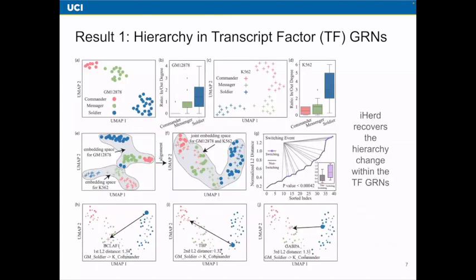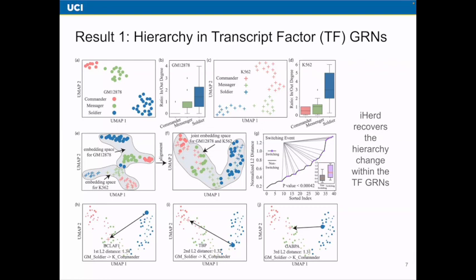Let's look at the experiment part. First, we analyze the hierarchy change within two transcription factor GRNs. After we get the embedding for each TF, we plot it in UMAP. If you see figures A and C, they show three distinct groups. But here is the interesting part.